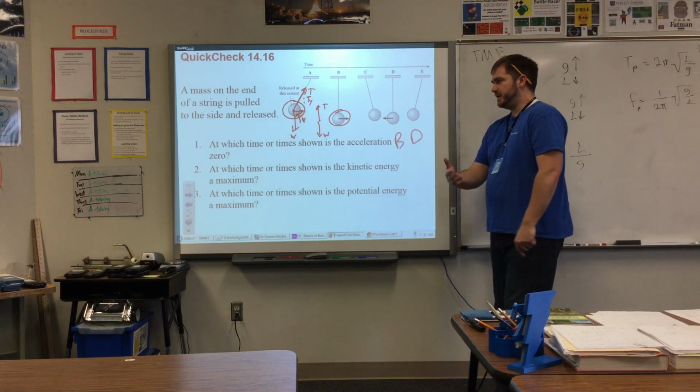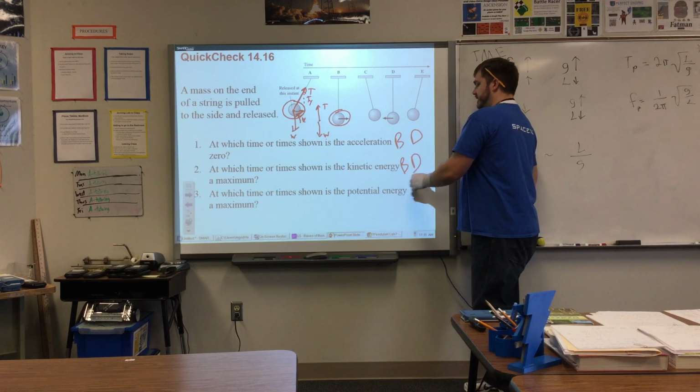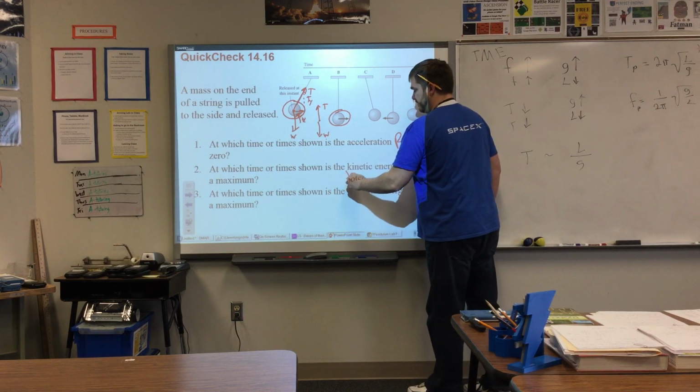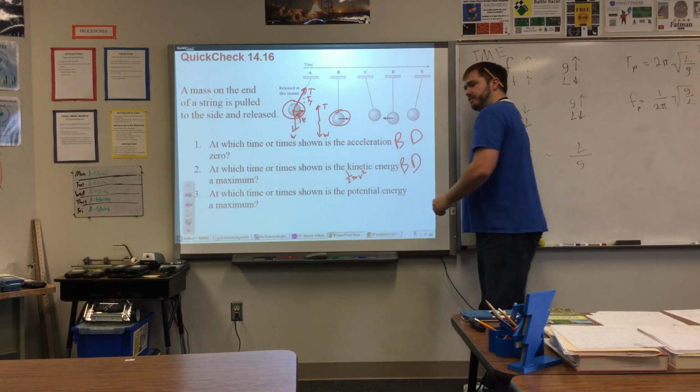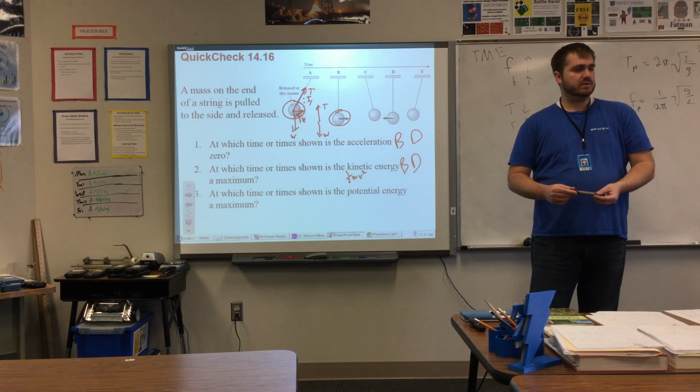When is the kinetic energy at a maximum? B and D again. Because kinetic energy, remember, 1/2 mv squared. You'll need to know that formula as well as the other mg delta y formula when you take your quiz.